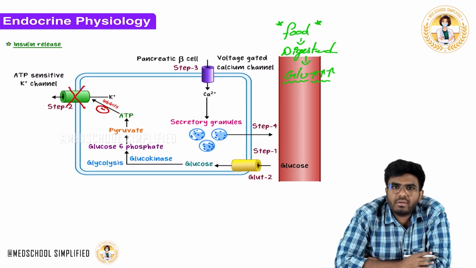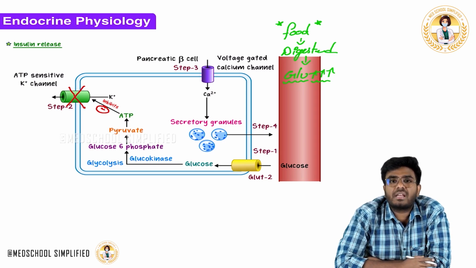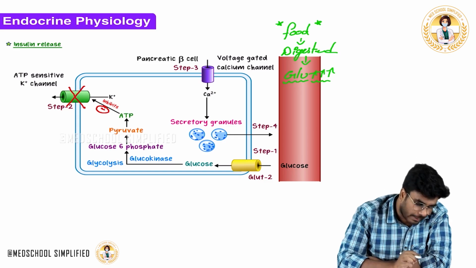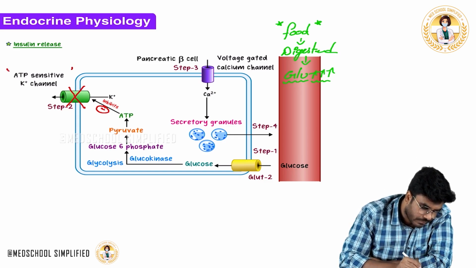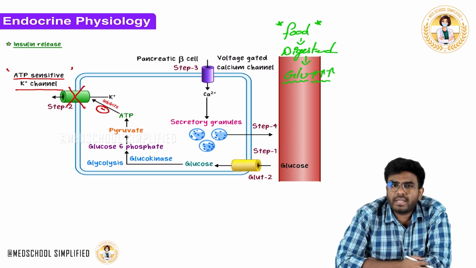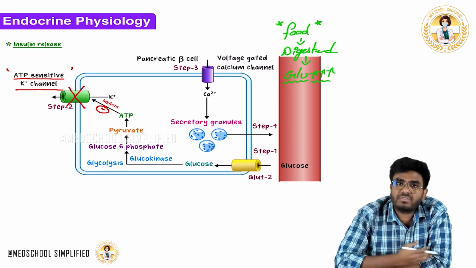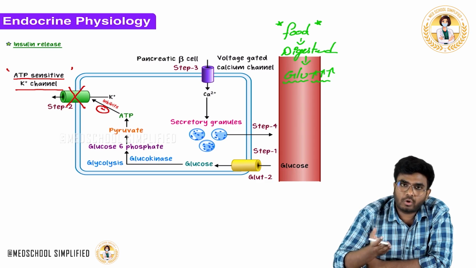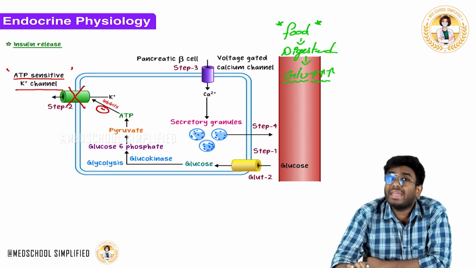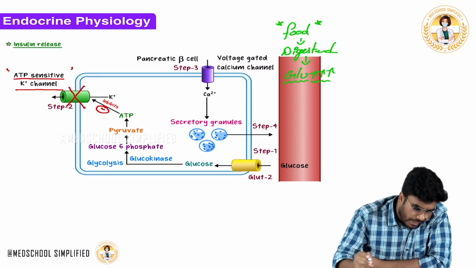Whenever the ATP levels increase inside the cell, the potassium channels are closed. These potassium channels are called ATP sensitive potassium channels. Why are we calling them ATP sensitive potassium channels? Because these channels are closed whenever the intracellular ATP levels increase. So, ATP sensitive.